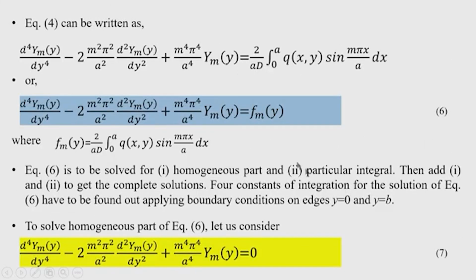Naturally, we get an ordinary differential equation, because only one function, that is Y m, which is a function of y, is differentiated. So, capital Y is a function of y. The fourth derivative appears here, then here the second derivative, and here the function itself. On the right hand side you are getting 2 by a D times the integration from 0 to a of q x y, where q x y is the distributed load on the plate.